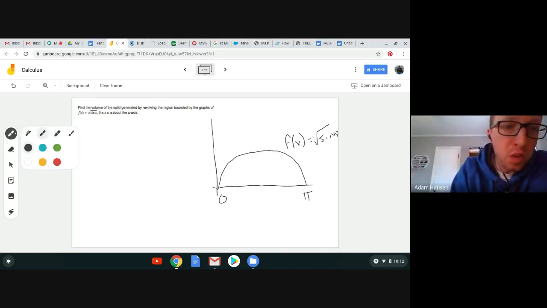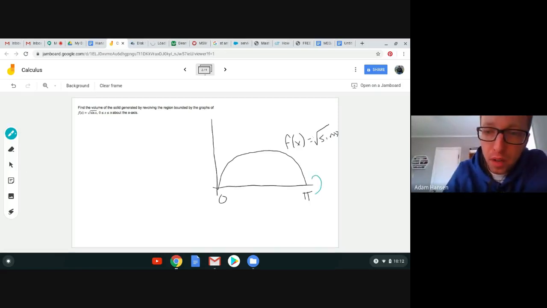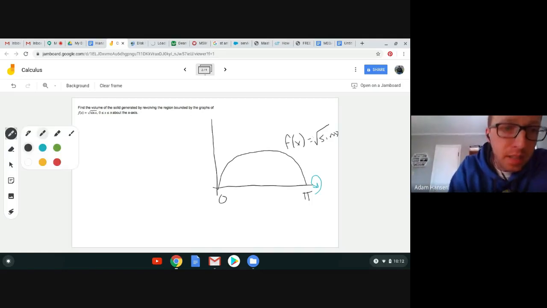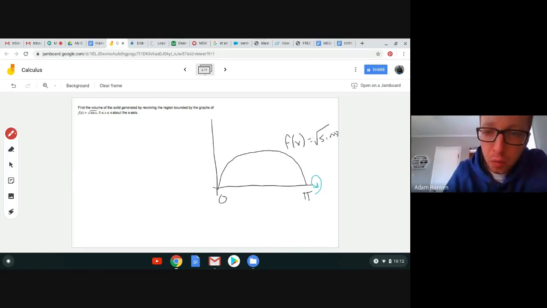We're going to rotate that around the x-axis. Since this is the disk method, I typically will draw some sort of rectangle representing one of these disks.